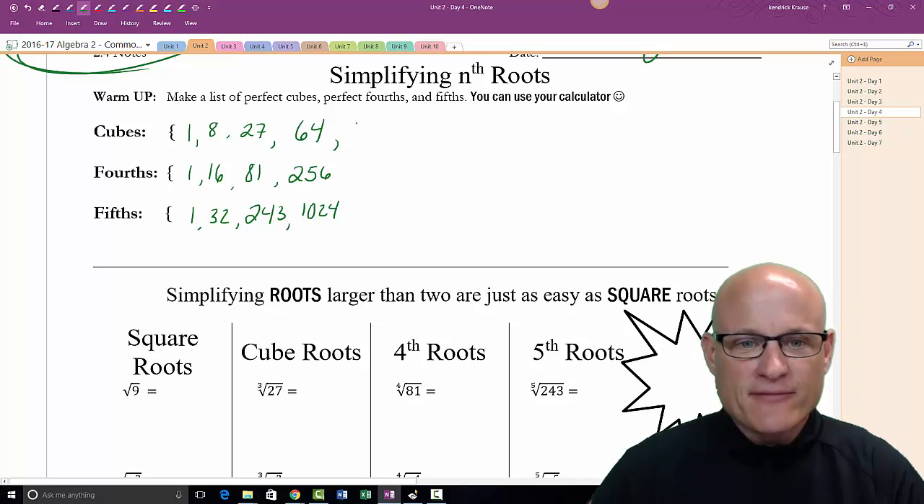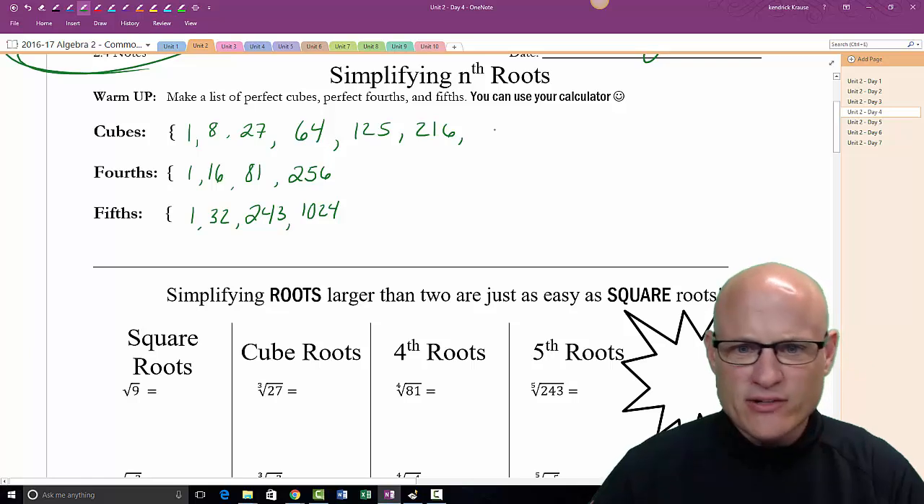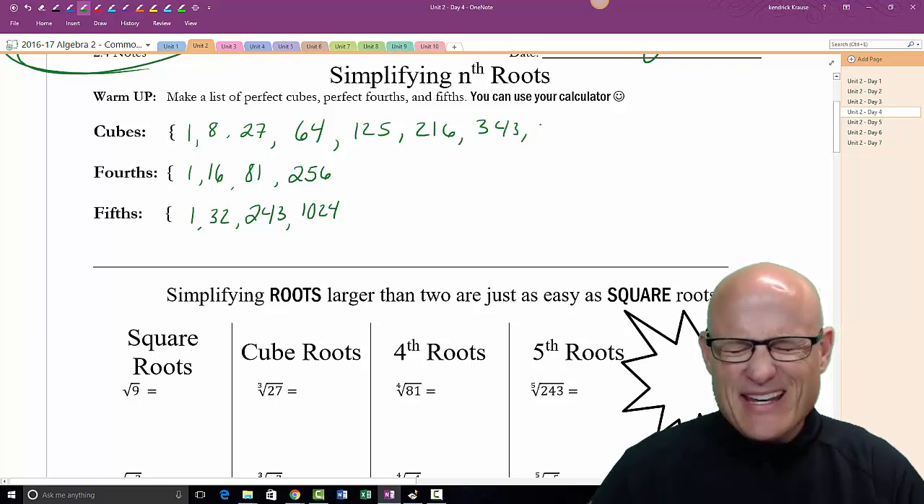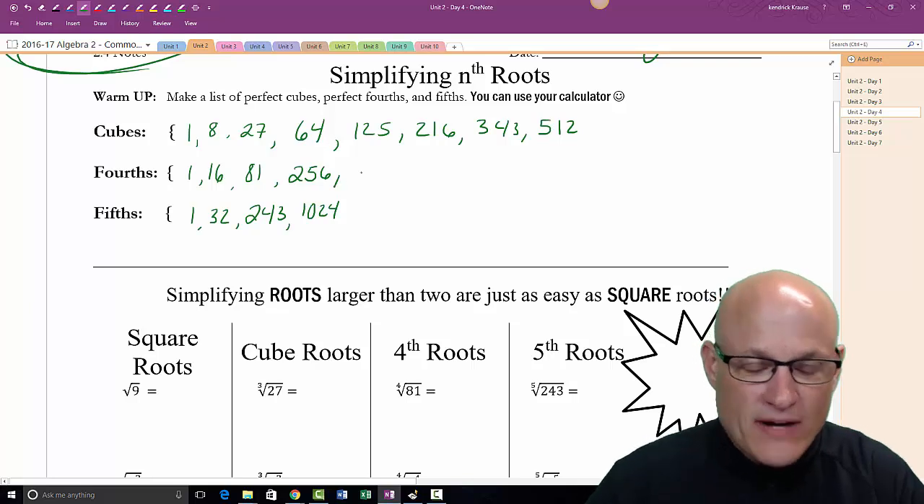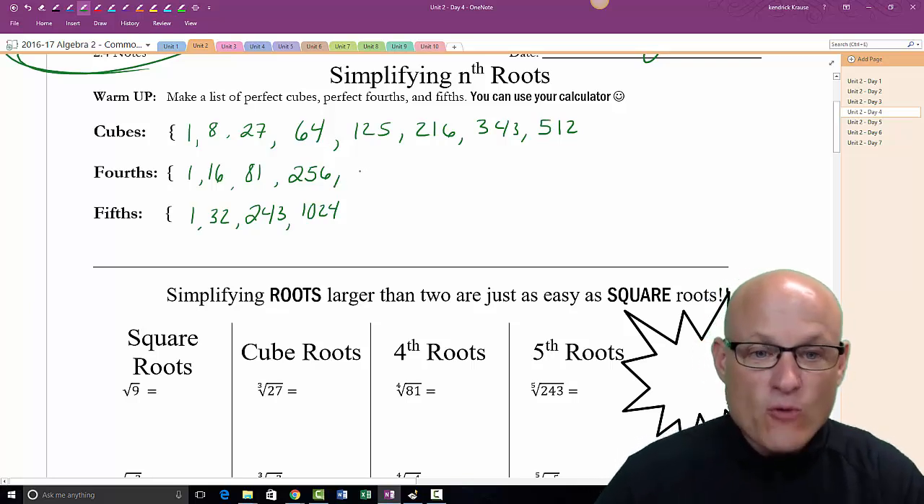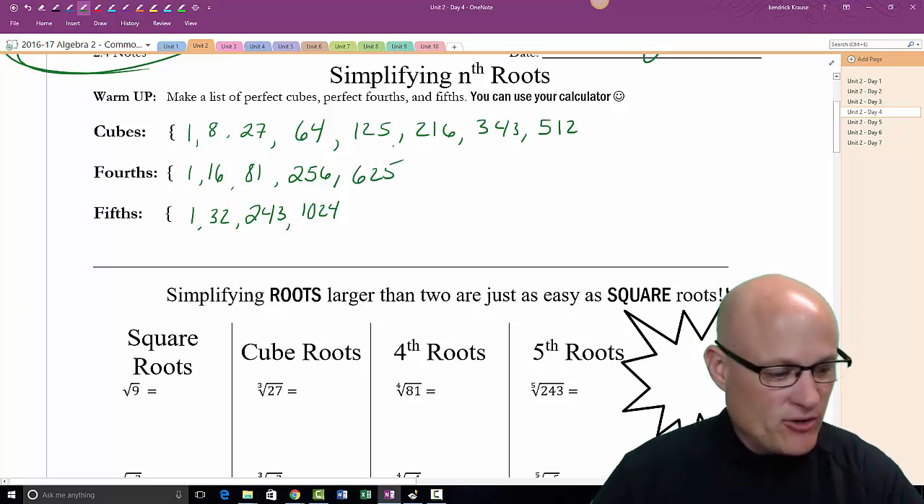And then 5 times 5 times 5 is 125. 6 times 6 times 6 is 216. 7 times 7 times 7, is that 343? I think that's 343. And 8 times 8 times 8, I think, is 512. I'm not going to go past that. We need to do one more: 5 times 5 times 5 times 5. 5 to the fourth is 625. But that's about all you need to know.